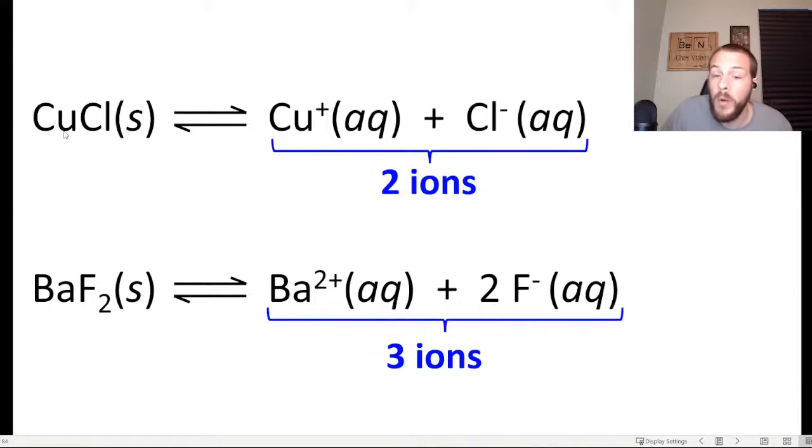In the case of copper(I) chloride, it dissociates into two ions, one copper ion and one chloride ion. But in the case of barium fluoride, we have three ions in the products: one barium ion and two fluoride ions. So molar solubility depends not only on the value of the solubility product constant, but also on the stoichiometry of the dissolution. How many ions are generated by the dissolution of that ionic compound?